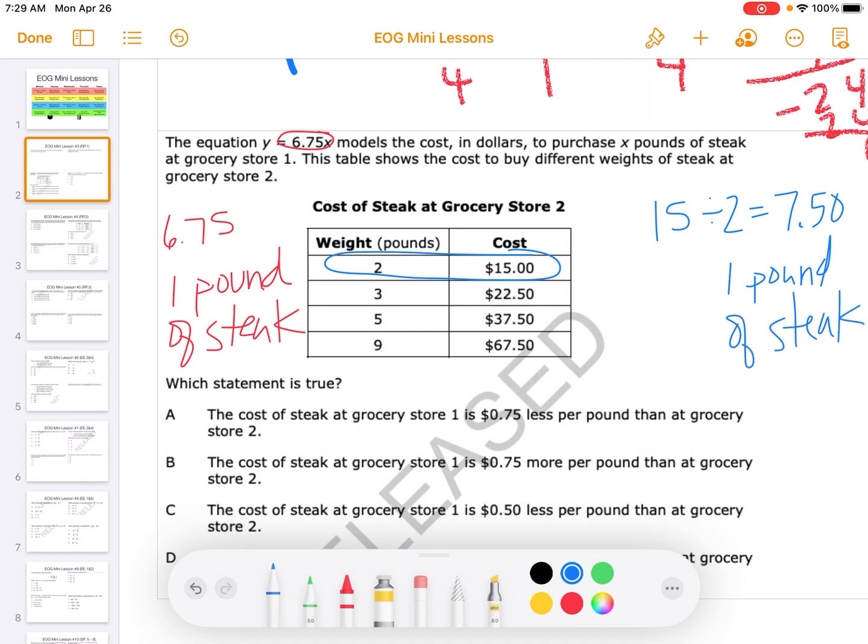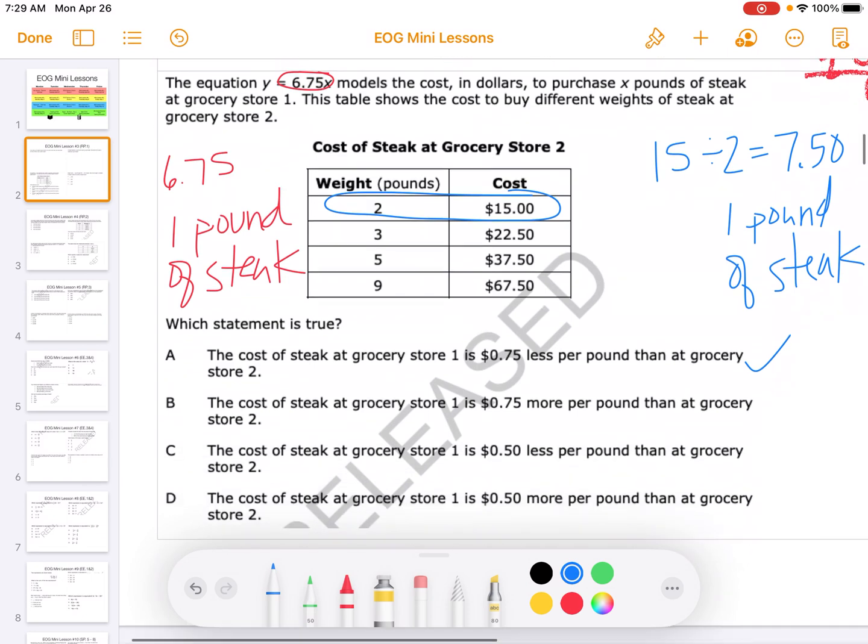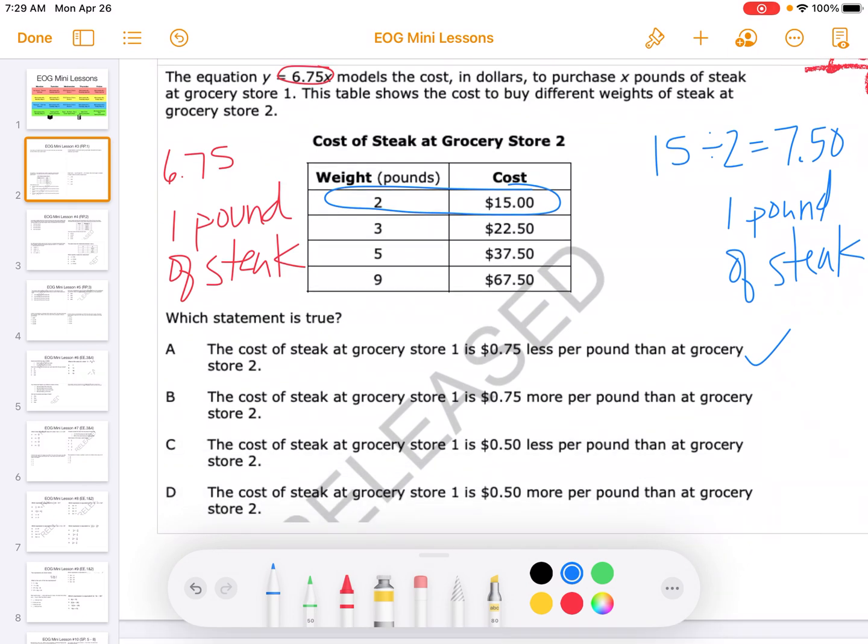So now I have to decide which answer is true. The cost of the steak at grocery store 1 is 75 cents less per pound than grocery store 2. Well, I think that's right. The cost of steak at grocery store 1 is 75 cents more. Well, no, it's not more. The steak at grocery store 1 is 50 cents less per pound. Well, 7.50 minus 6.75 is 75 cents. And then the steak at grocery store 1 is 50 cents more per pound. Nope. It's less, so it has to be A.